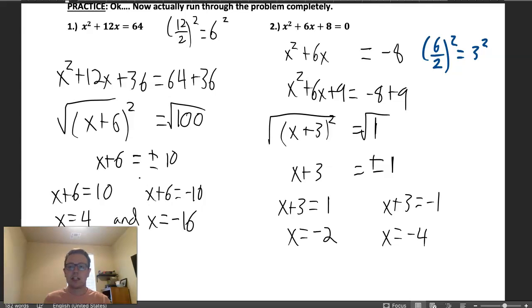Now this is a new topic, and I know it's confusing. All we have to do is remember: get your constant over, divide by your leading term coefficient, and then add b over 2 squared. Those are the key steps.